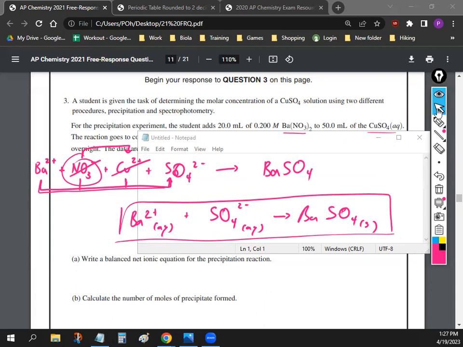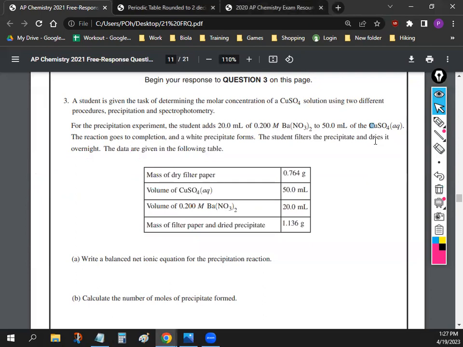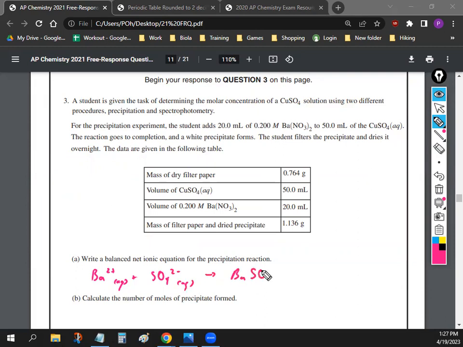All right. Any questions about that? All right. So I'm going to delete it for a second and I'm going to write it back up. So give me a sec. Don't freak out. So the answer here will be a barium ion, sulfate ion is going to form this precipitate right here. Okay, let's move on to part B, guys.